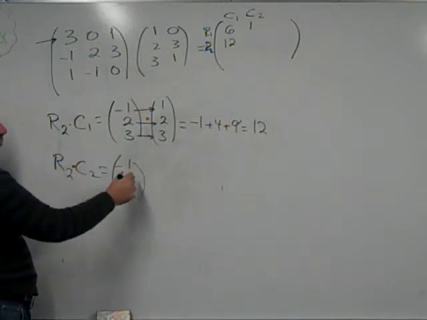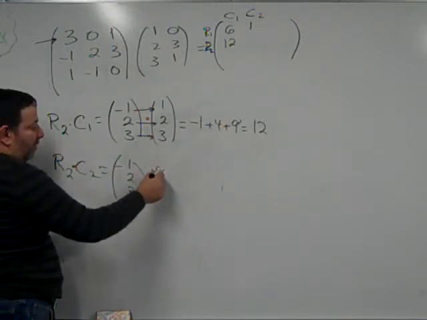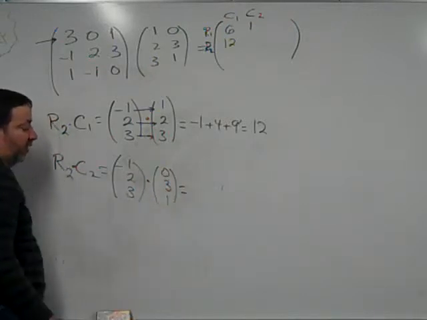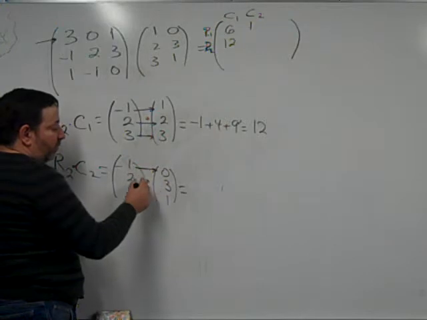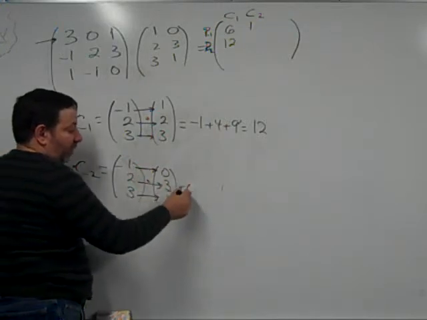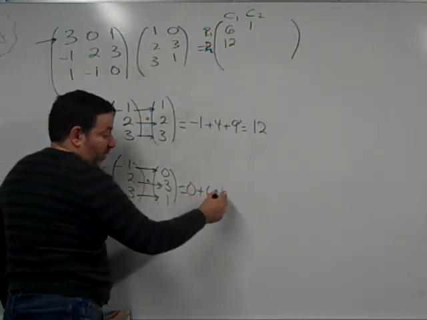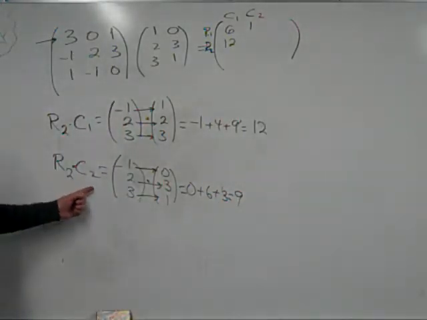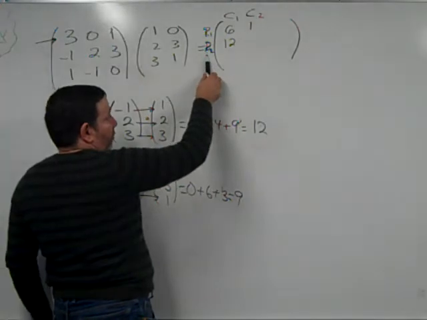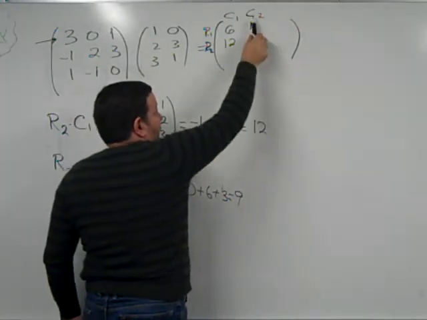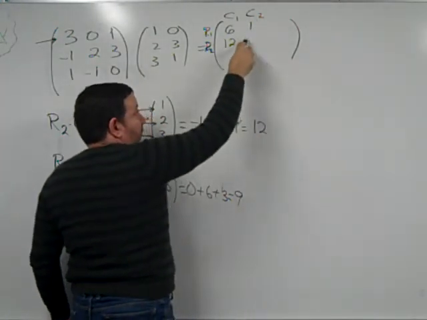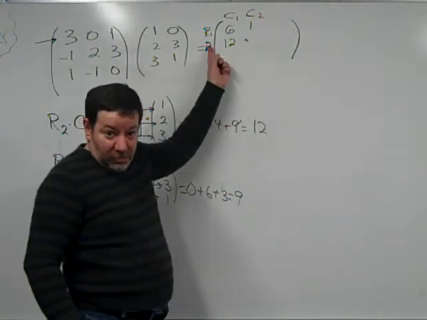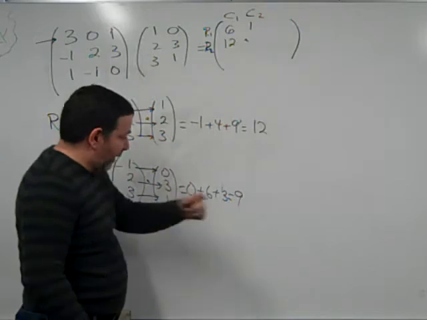Then I do row 2 dotted with column 2. I already wrote down row 2. Now in the second matrix, I write down column 2. Looks like I'm going to get 9. 0 plus 6 plus 3. 9. Where do I put the 9? In row 2, column 2. Row 2 is across here. Column 2 is up and down. Right there. This dot is in row 2, column 2. And I put 9.